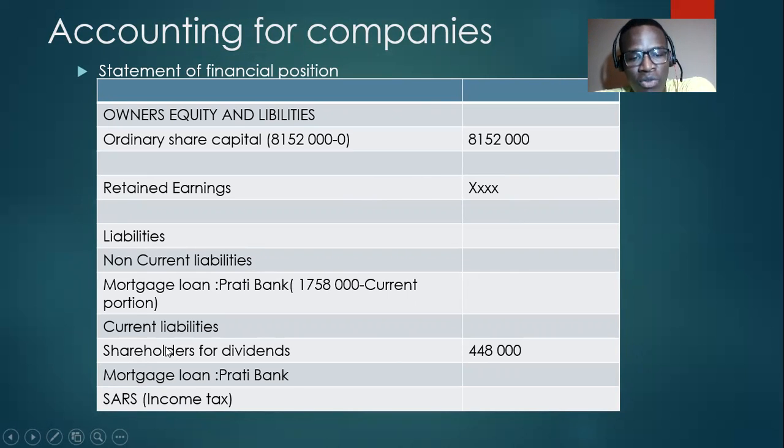Then the other one that we're going to see is shareholders for dividends of 488,000, because we have a current liability of 488,000 that needs to be paid to shareholders, right?